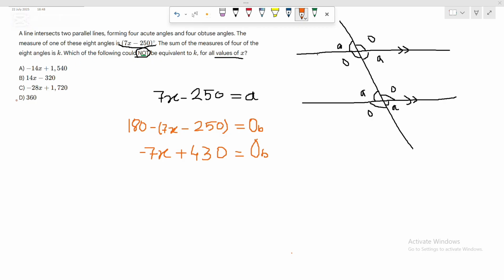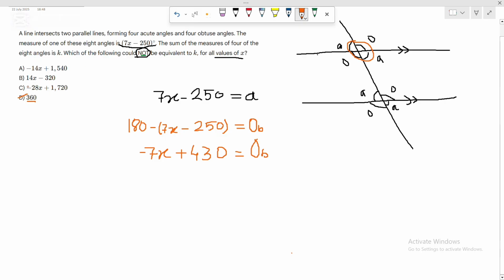Let's start from option D, because it is showing 360, which of course can be the value of k, because if we see this rotation, this is 360. So we can say that k equal to 360 is possible. So this is not our option, because our option should be the one which is not possible.